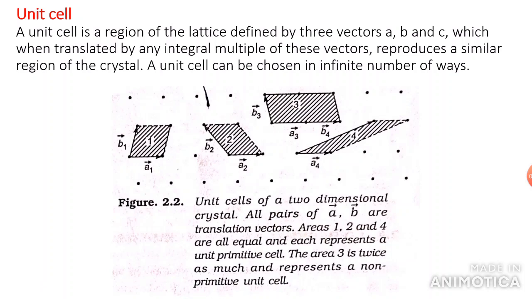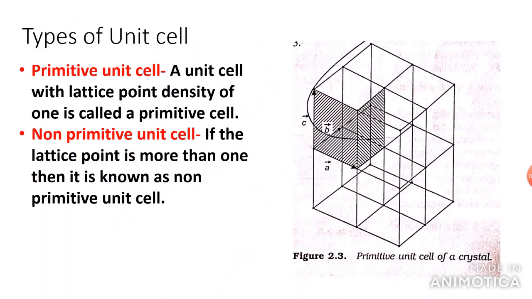The areas of unit cells 1, 2 and 4 are all equal and each represents a primitive unit cell, and the area of the third unit cell is twice as much and represents a non-primitive unit cell. So what is primitive and non-primitive? There are two types of unit cell. First is the primitive unit cell. A unit cell with lattice point density of 1 is called a primitive cell, while if the lattice point count is more than 1, then it is known as a non-primitive unit cell.